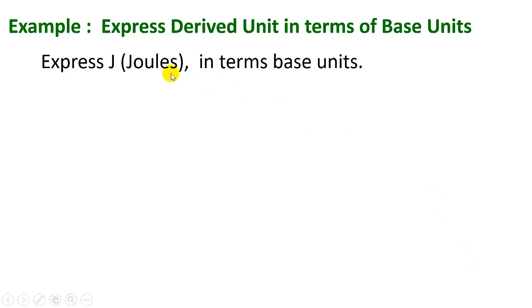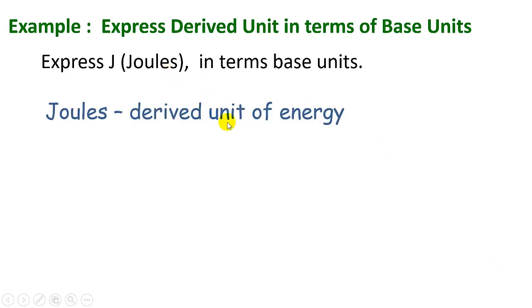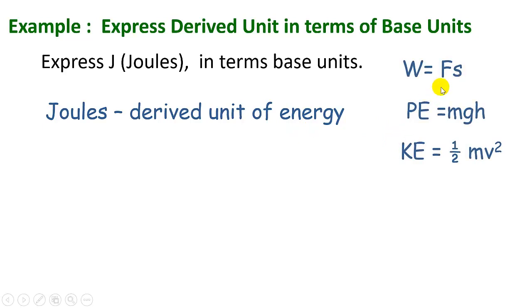We note that joules is the derived unit of energy. In this case, there are quite a few terms in physics that we have encountered that are energy terms. One is work done, which is expressed as force times displacement. The other is gravitational potential energy, which is given in terms of mgh. Finally, we also have kinetic energy, which is expressed as half mv squared.